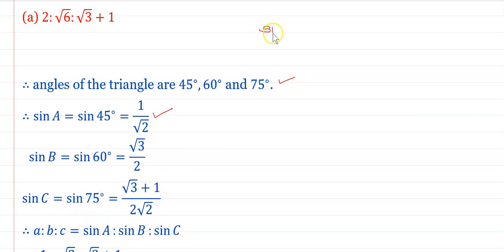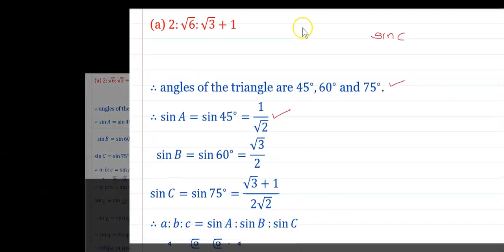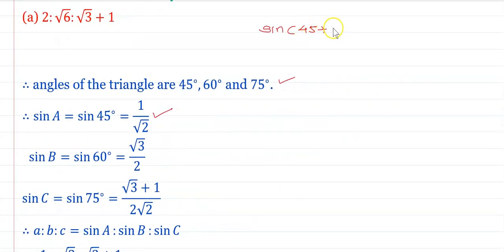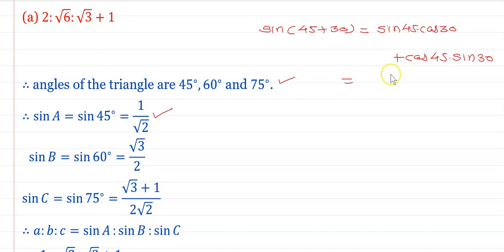Sin 75 ची value find out करायचं असेल, then you can write here 45 plus 30. Okay. And then expand it. What is that? Sin of A plus B means what? Sin of 45 into cos of 30 plus cos of 45 into sin of 30. And then simplify this. What about the sin of 45? 1 by root 2. And cos 30 is root 3 by 2. And if you simplify it, then you will get root 3 upon 2 root 2.